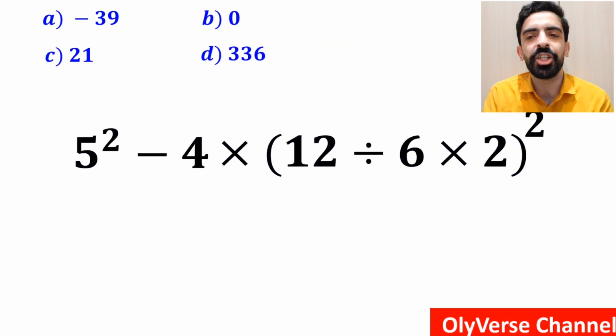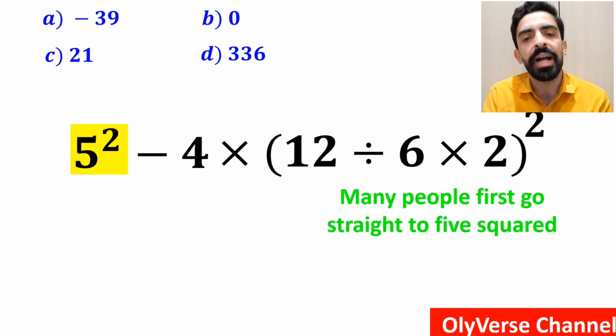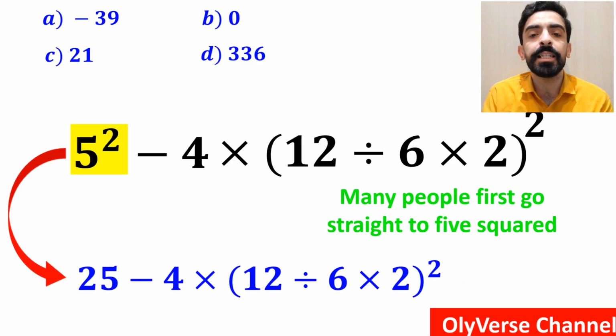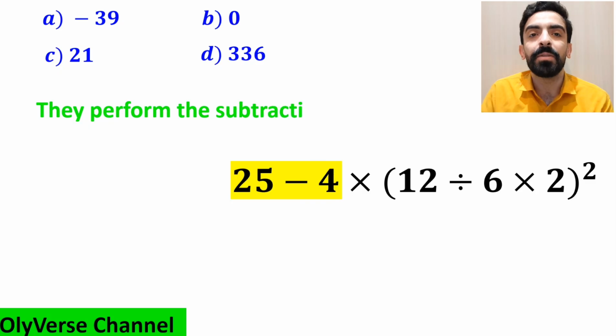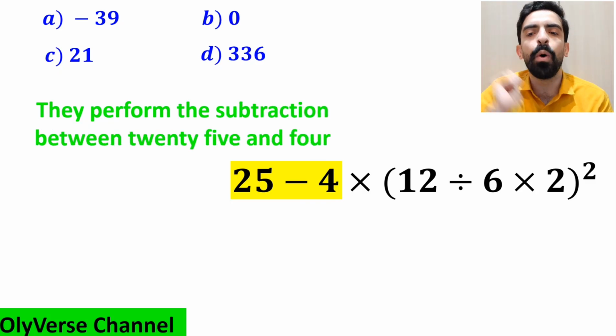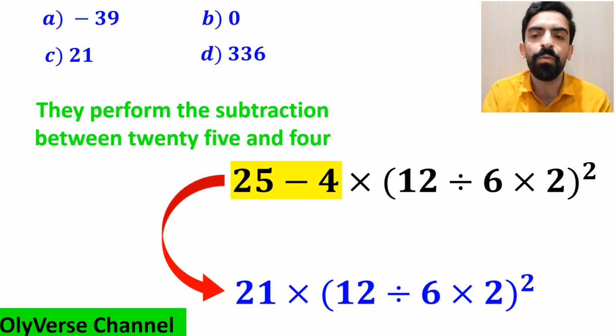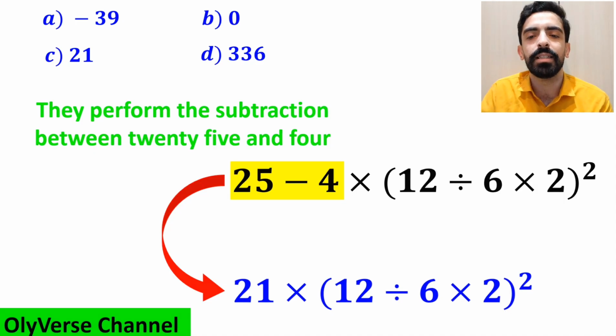To solve this question, many people first go straight to 5 squared and simplify this expression to 25 minus 4 multiplied by (12 divided by 6 times 2) all squared. In the next step, they perform the subtraction between 25 and 4 and write this expression as 21 multiplied by (12 divided by 6 times 2) all squared.